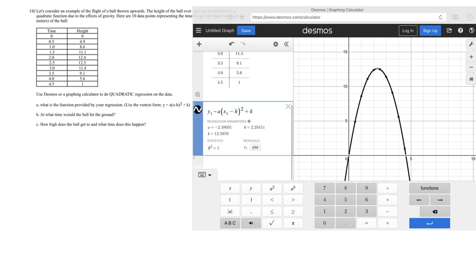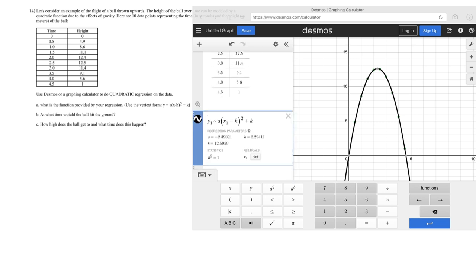If I scroll down here, it gives me the values for A, H, and K. Also notice that the correlation coefficient is perfect, and that's not normal. Typically things aren't that close to being 1, but anyway, so they say, what is the function provided by regression? So I have to write it in this form. So let me write it out.